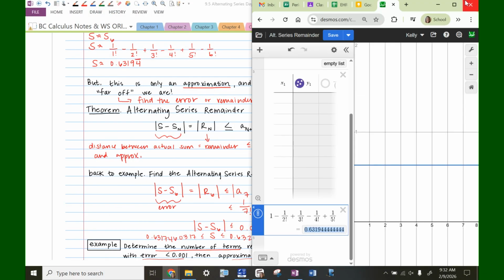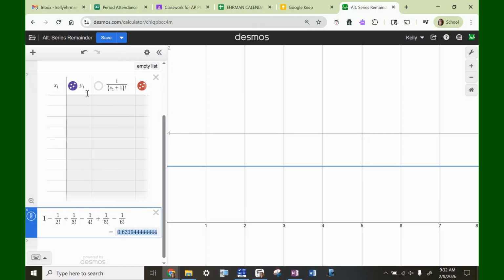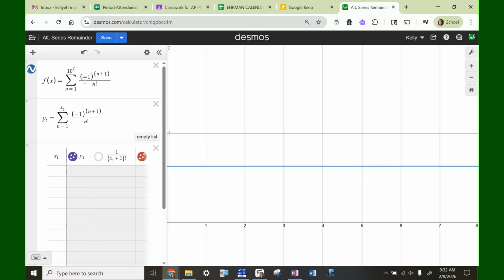So let's take a look at this. All right, so I took the infinite series that we have in the paper, and I can't put infinity in here and have it graph. So I just put a very large number, add the terms from 1 to 10 to the 7th. I bet this is pretty close to the actual sum of the series. It's still going to be off a little bit, but it's going to be accurate to a lot of decimal places. And then we're going to let this y1 be a partial sum.